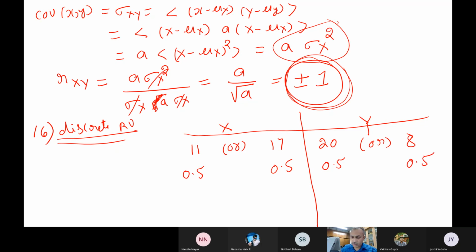Now what will be the mean value? What is mu of x? Tell me, what will be the mean here? Can you calculate? In the first case, 11 and 17, with probability 0.5, 0.5. It will be? Now what will be the mean value of 11 and 17?